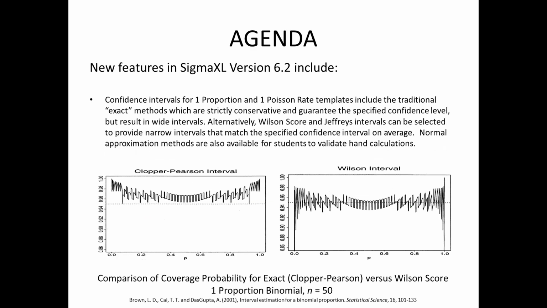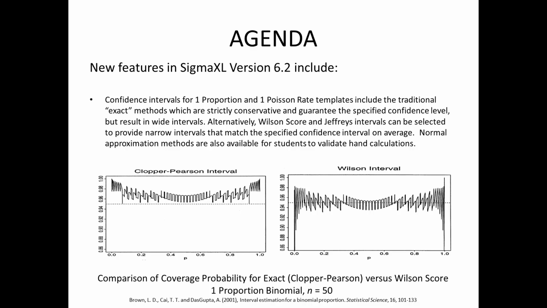The new features in the templates: in the one proportion test, we have both the test and the confidence interval. I just want to comment briefly: when you're dealing with a binomial proportion or a Poisson rate, the problem is, unlike a continuous case, for example the confidence interval for a T-test, where when you say you have 95% confidence, that confidence is true regardless of the conditions.